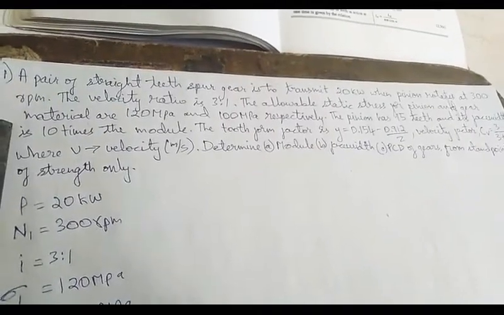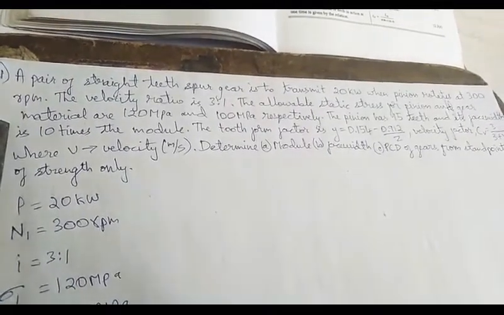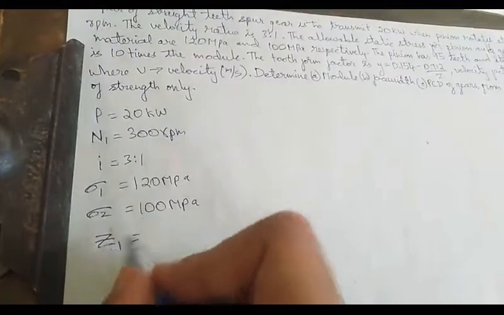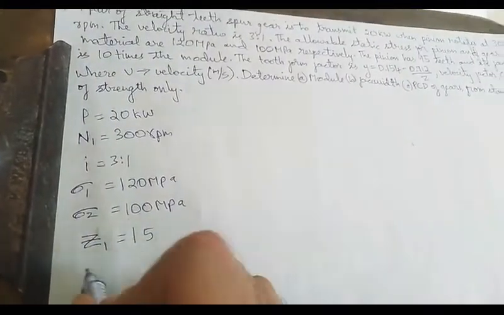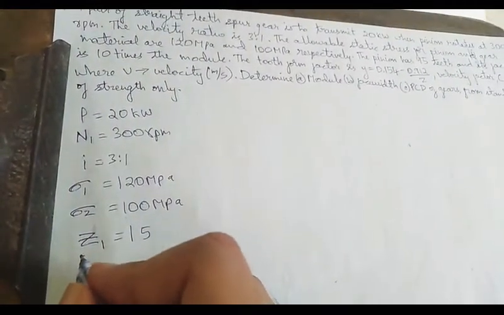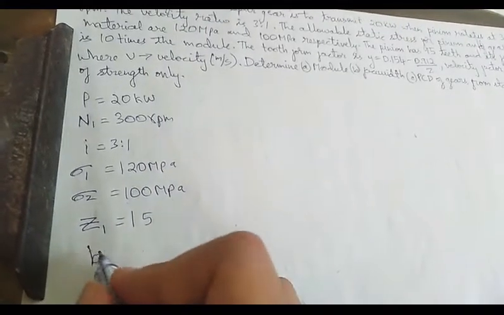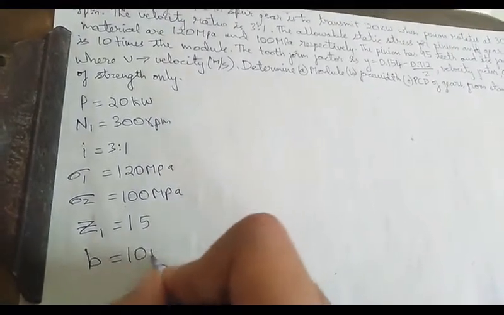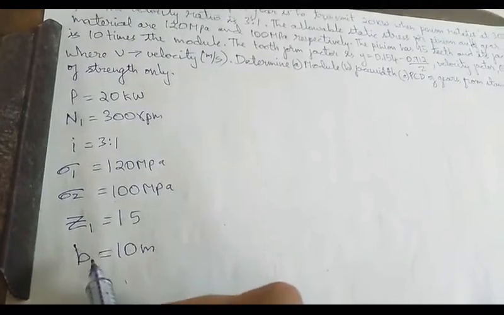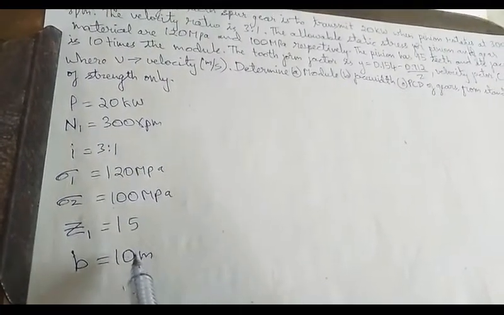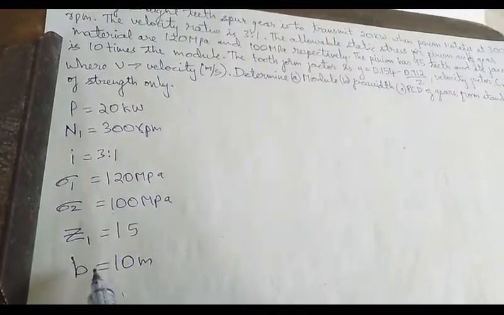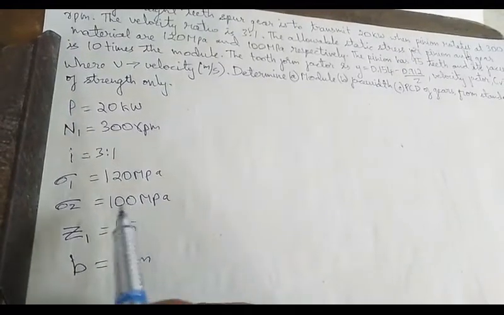The pinion has 15 teeth, so the number of teeth Z1 is equal to 15, and its face width is 10 times the module, so b is equal to 10 m. The face width b is given as 10 times the module. Here, the module and face width are not different for pinion or gear, they are the same for both, so there is no need to take a suffix for these two.